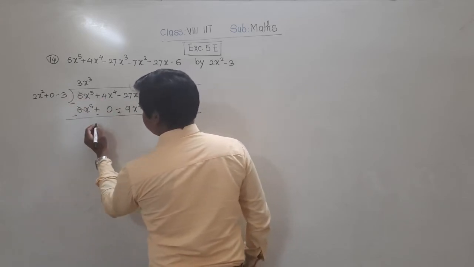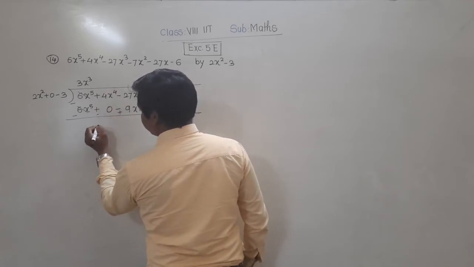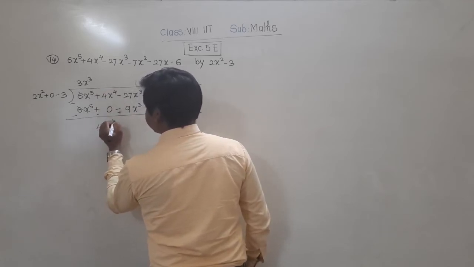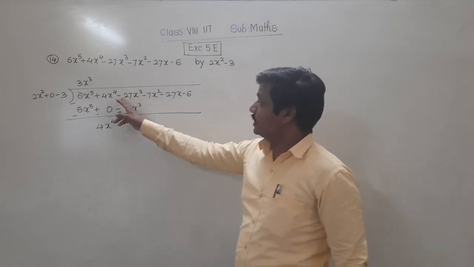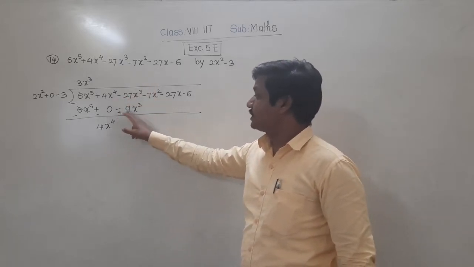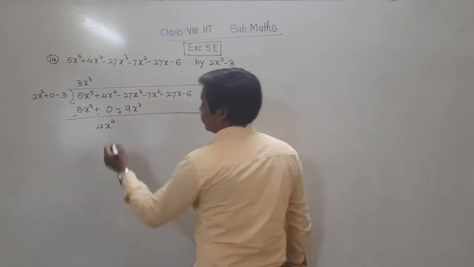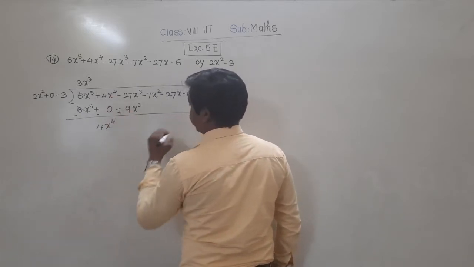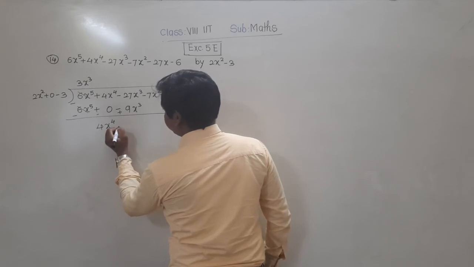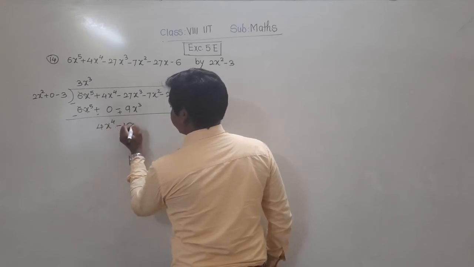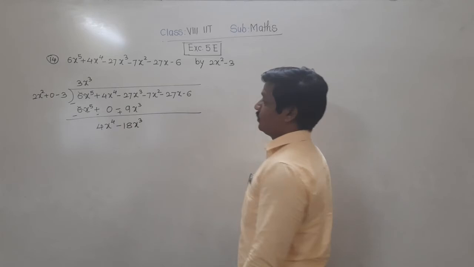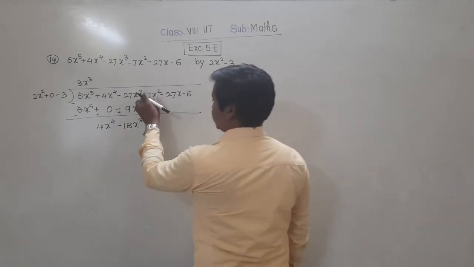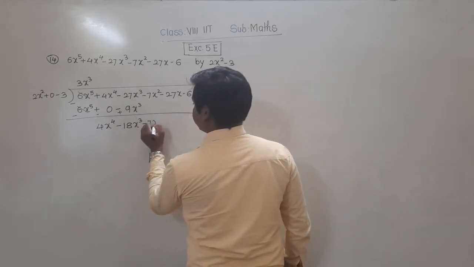Here plus 4x raised to 4, minus 0, it will remain as it is. Okay? Then minus 27x cube plus 9x cube. That is minus plus, there will be subtraction, so 27 minus 9, 18. Okay? So it will be minus 18x cube. Fine? Now this next term, bring down 7x square.